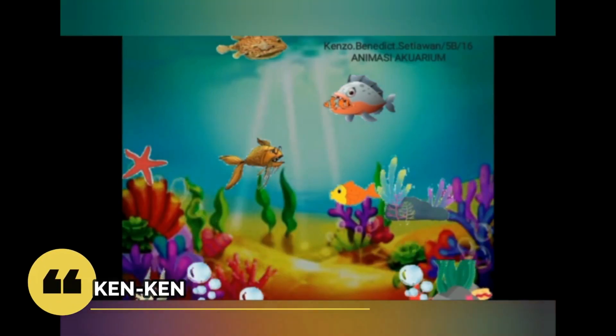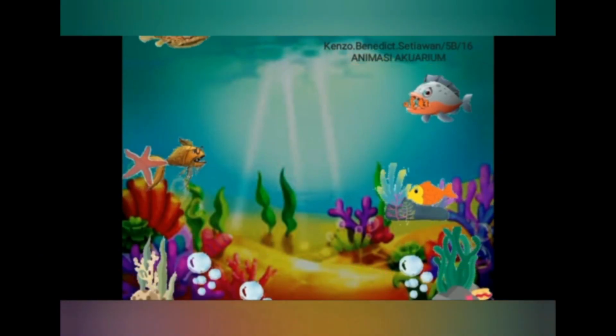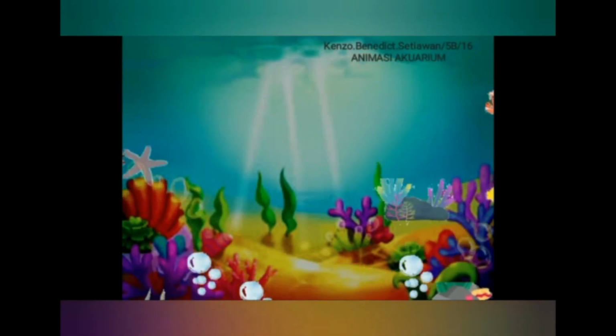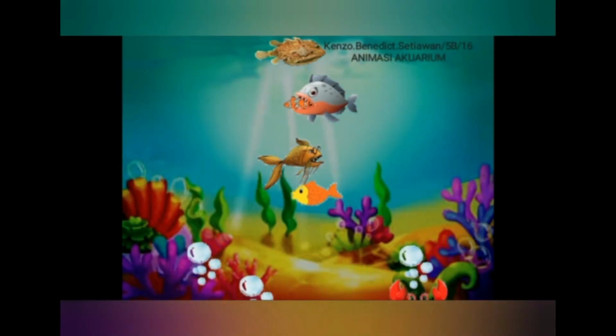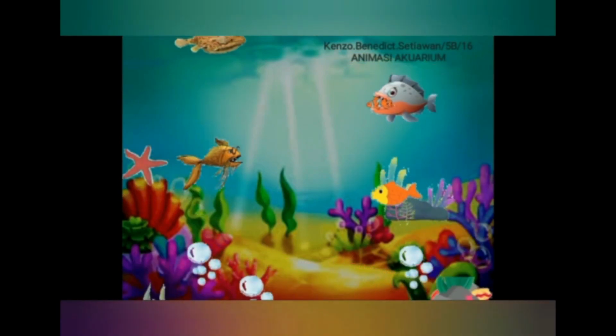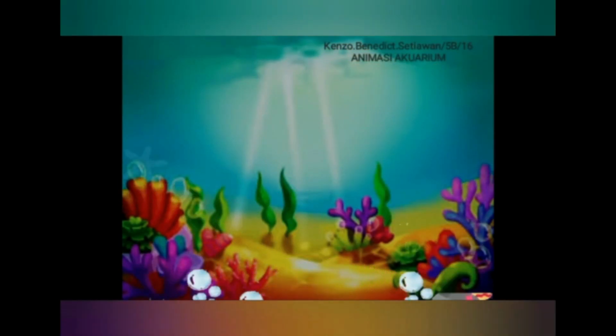I want to explain about how a fish moves, such as swimming using its fins and tail. Fish breathe using gills. Fish is included in biotic component, while water, sand, and rock are included in abiotic component.